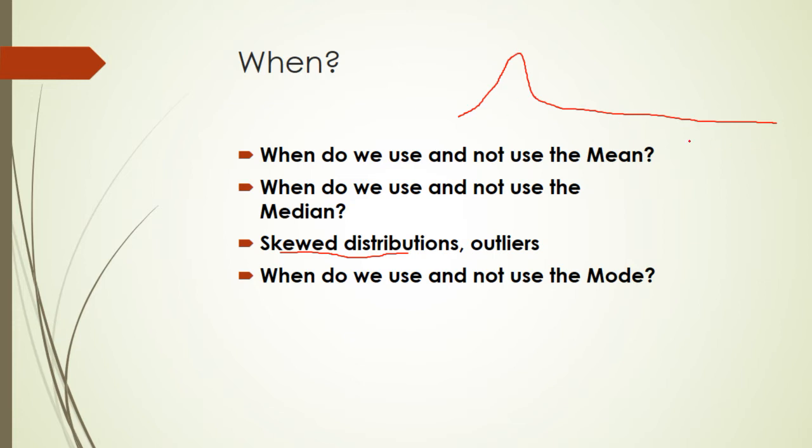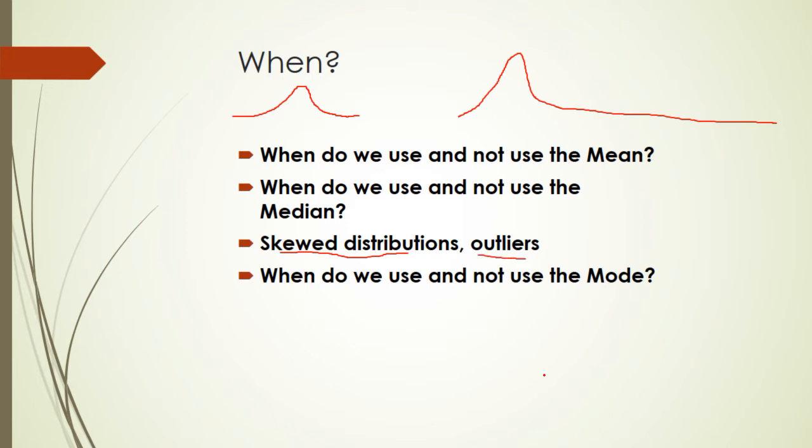This is skewed. If it's the same on both sides, like that, that's not skewed. It's got the same over here that it has over here. Not skewed. We have words for that, and we'll talk about that later.